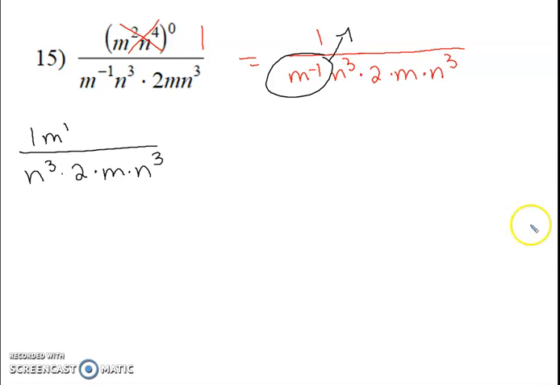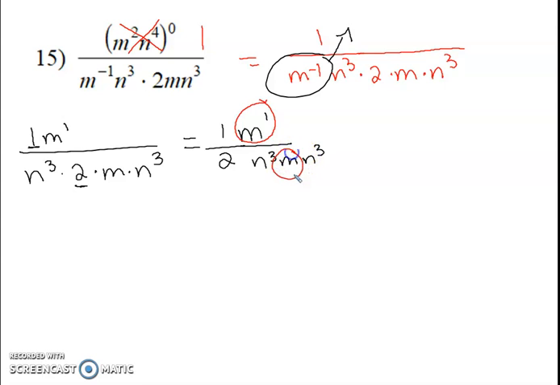Okay, then I'm going to start simplifying my coefficients, which are 1 and 2. There's nothing I can do with that. It just is what it is. M to the 1, and then I have n to the 3rd, m to the 1, n to the 3rd. All I did was move my coefficients out front. Then I can start combining. I have m to the 1 on top and m to the 1 on the bottom. M to the 1 minus 1 is m to the 0, which just means gone.